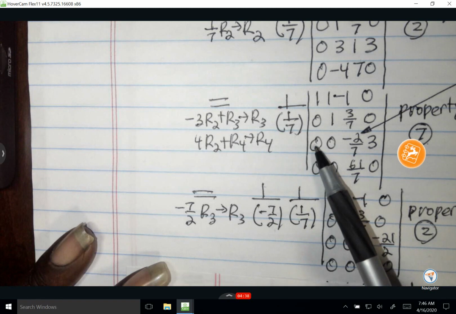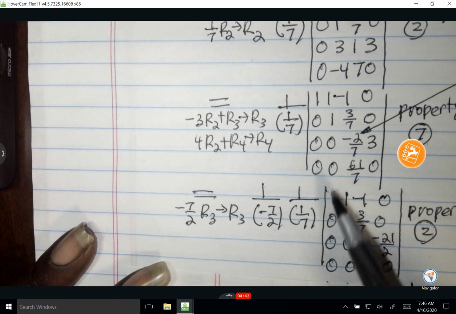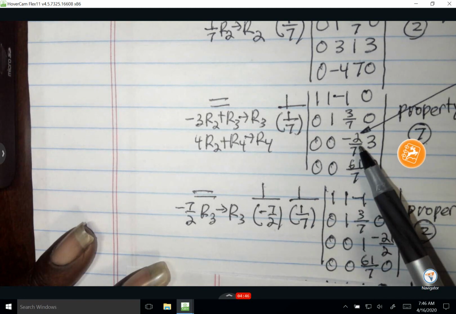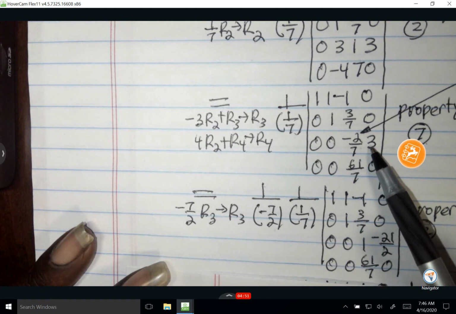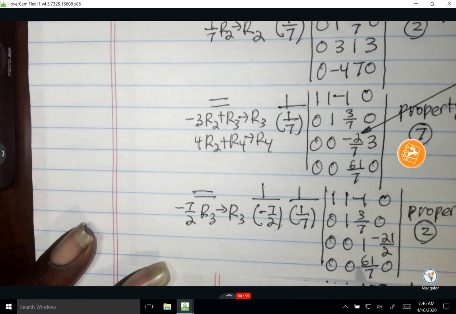Again, you've got to multiply the whole row by minus 7 over 2. 0 times minus 7 over 2 is 0. 0 times minus 7 over 2 is 0. Minus 2 over 7 times minus 7 over 2 is 1. And minus 7 over 2 times 3 is minus 21 over 2. Okay? Just do the row.